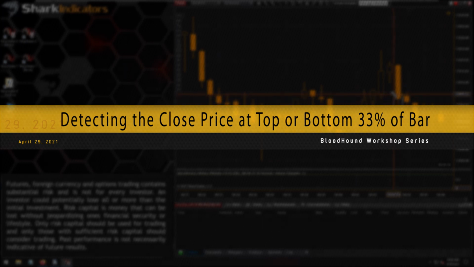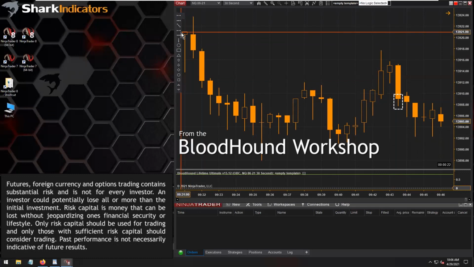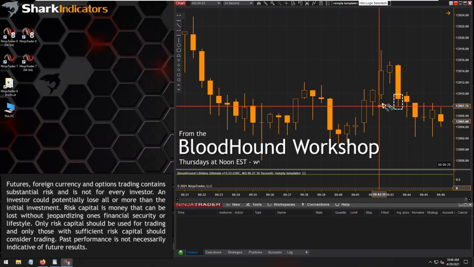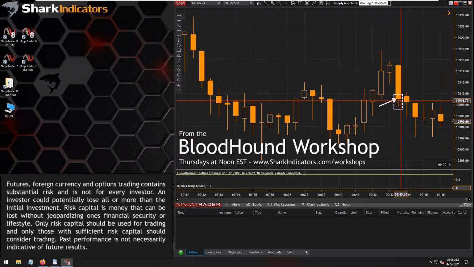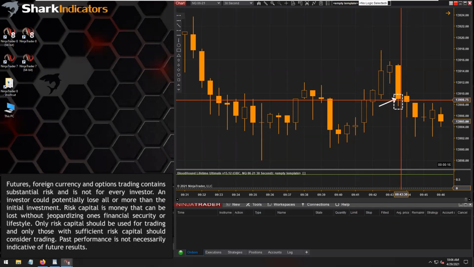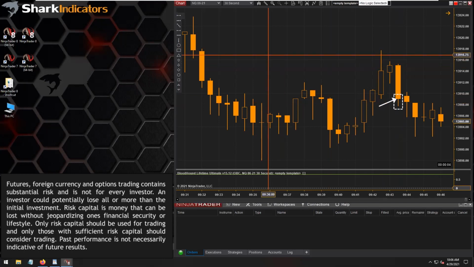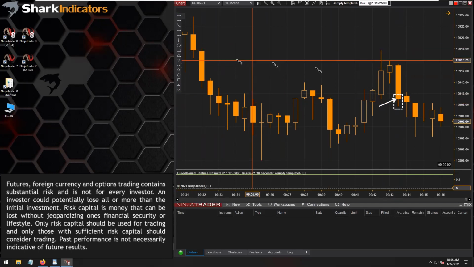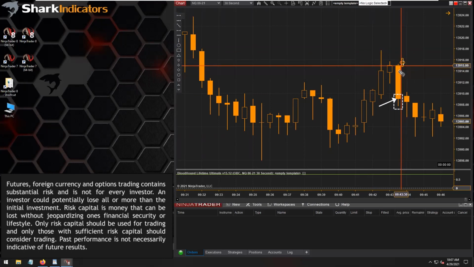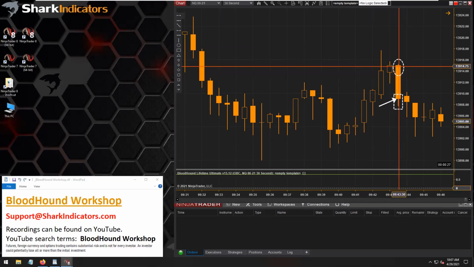Is there a way to determine if the closing price of the bar, right? So right there, that's the closing price of the bar. Is there a way to determine if that close is within like 33%, basically the bottom third of the bar, or did the close end up being at the top third of the bar, for example here.